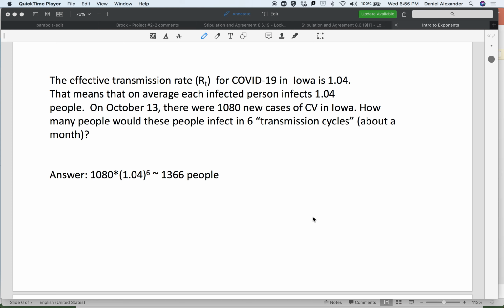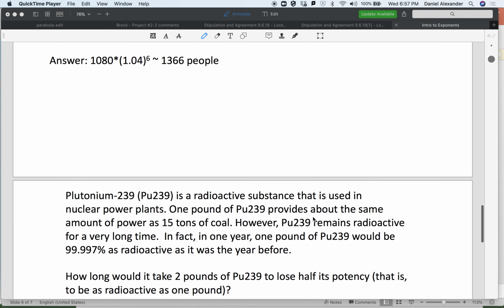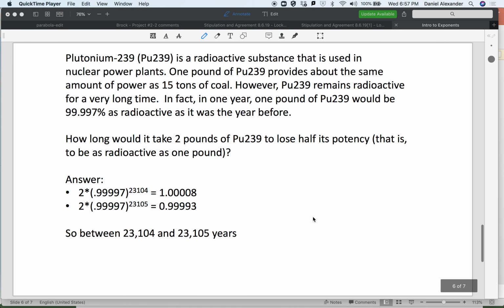Okay, the effective transmission rate. The formula is 1,080 times 1.04. If I just did one of those, that would be how many people those 1,080 would infect in 1 cycle. But we want 6 cycles, so I put a power of 6 there. I did the computation, and it's about 1,366 people.